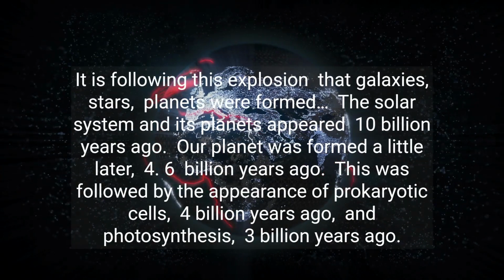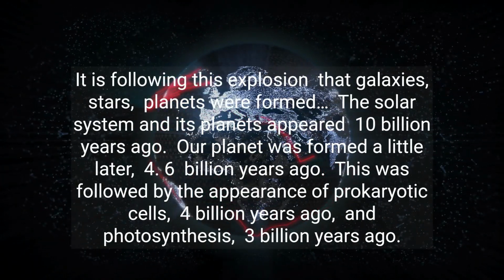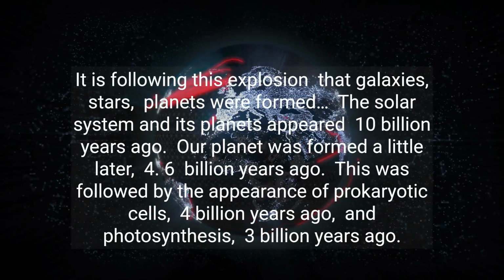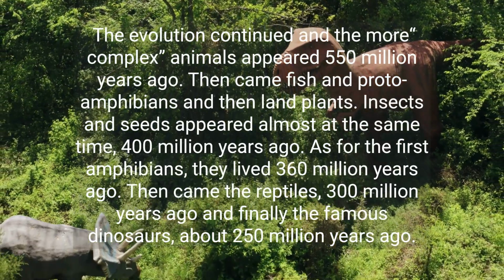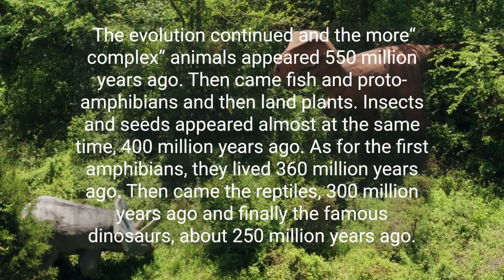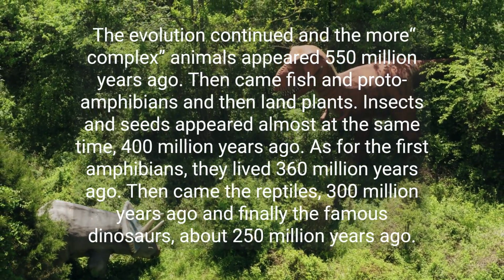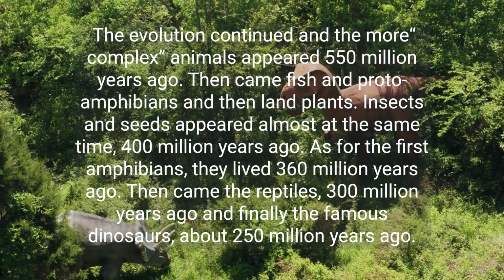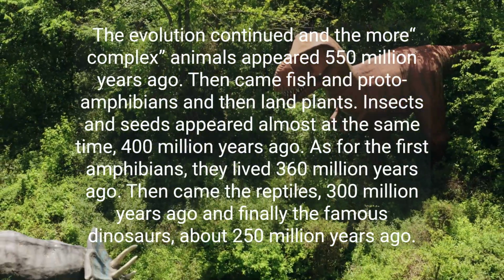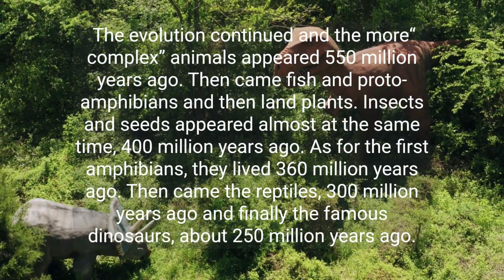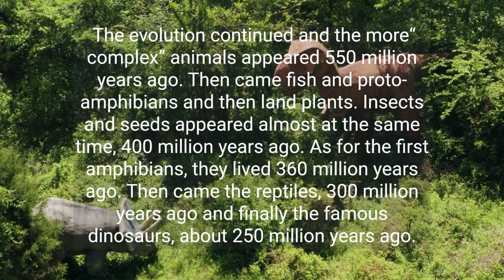This was followed by the appearance of prokaryotic cells, 4 billion years ago, and photosynthesis, 3 billion years ago. It took several millennia for multicellular life to make its way to the appearance of the so-called simple animals, or Ediacaran fauna, 600 million years ago. The evolution continued and the more complex animals appeared 550 million years ago. Then came fish and proto-amphibians and then land plants. Insects and seeds appeared almost at the same time, 400 million years ago. As for the first amphibians, they lived 360 million years ago.